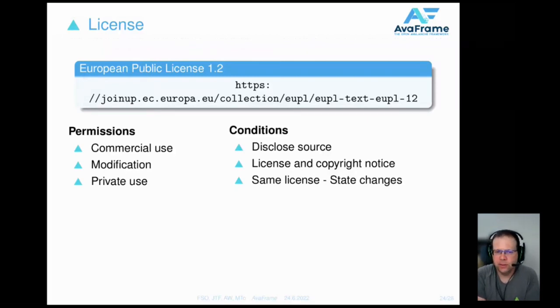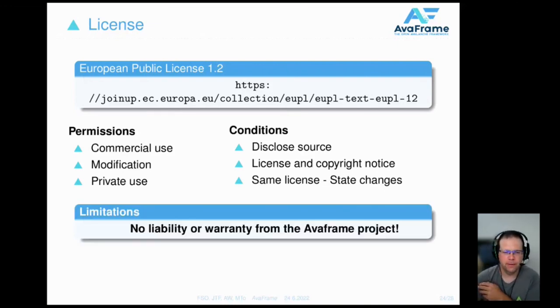The conditions that you have, they always apply. You have to disclose the source. So if you publish anything, you have to say it comes from AvaFrame. You have to put up a license and copyright notice. And if you modify it and publish it, you have to use the same license and state the changes that you applied. And as always, the limitation that there's no liability or warranty from the AvaFrame project. So basically, you can do what you want with it, but it's your own fault. That's what we always say.